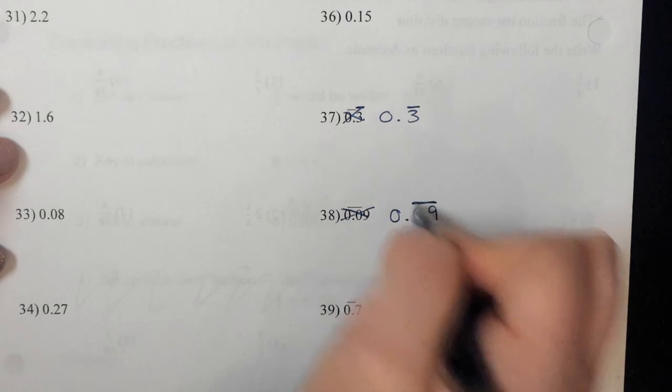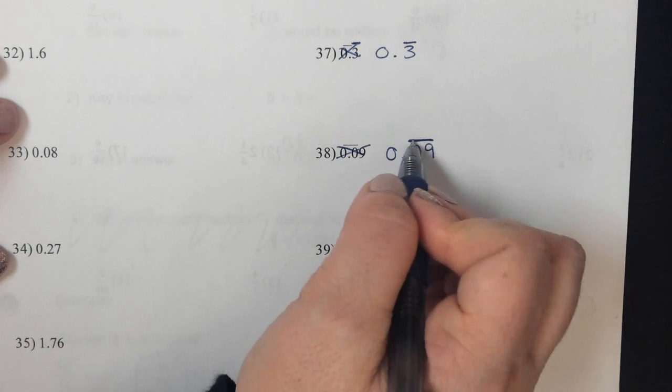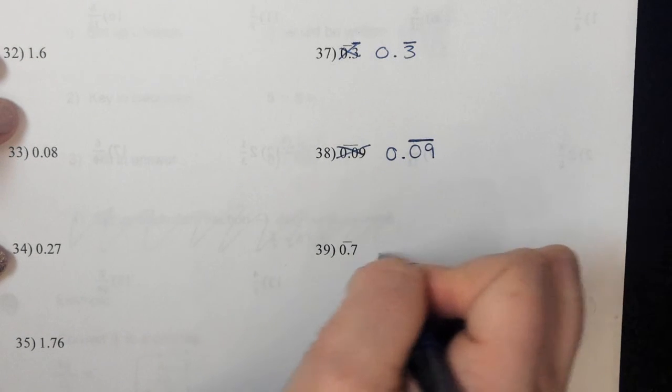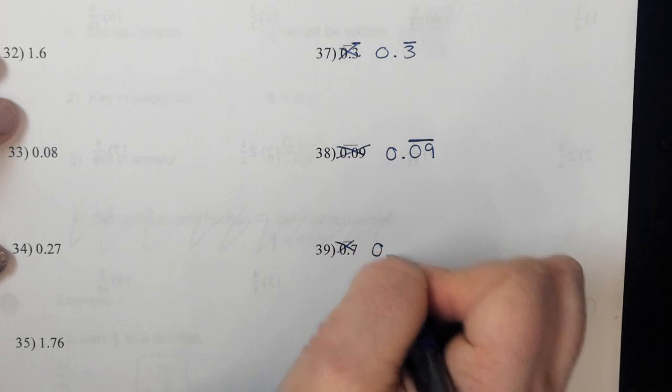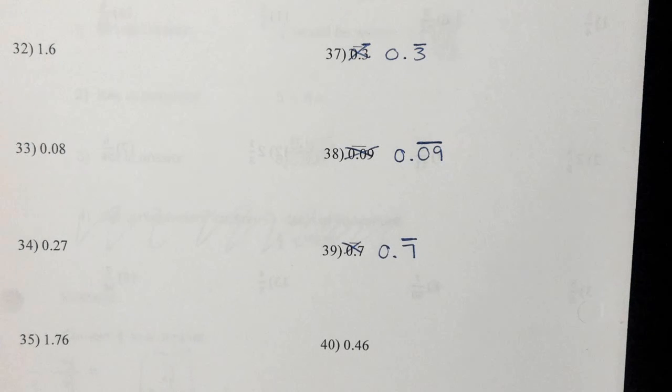Number 38 is 0.09. The bar is over the 0 and the 9. And then number 39 is 0.7 with the bar over the 7. Okay? So those 3 corrections need to be made on the back.